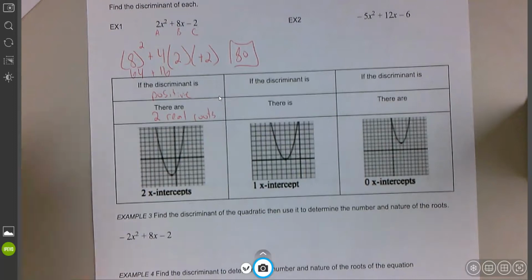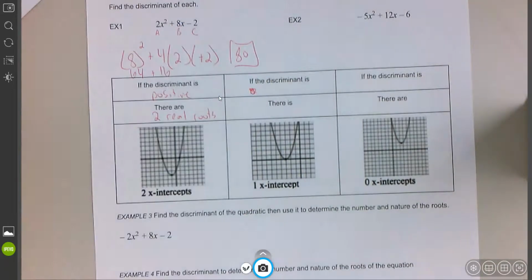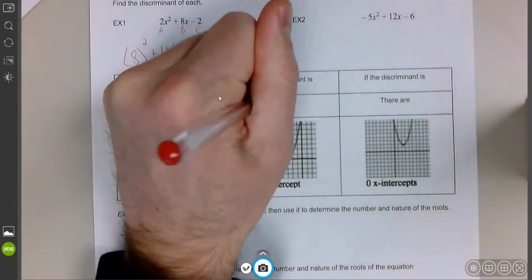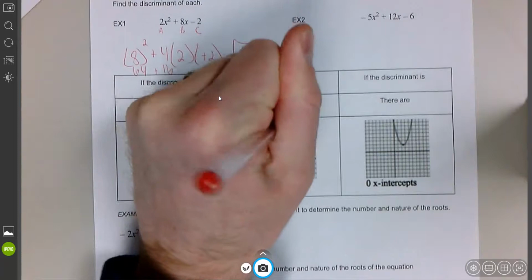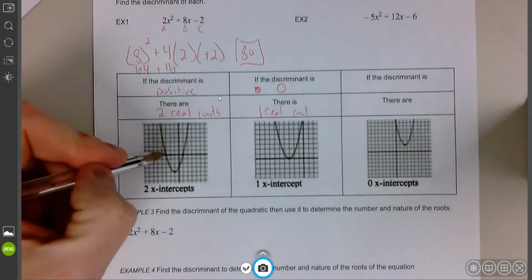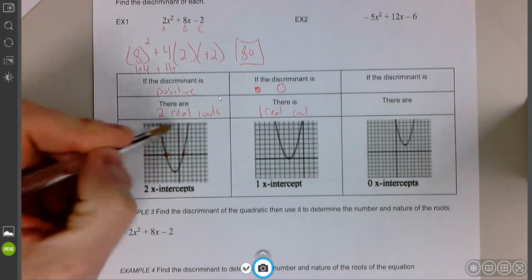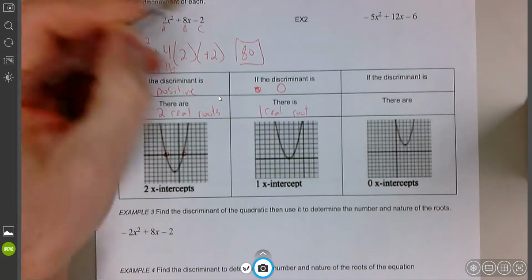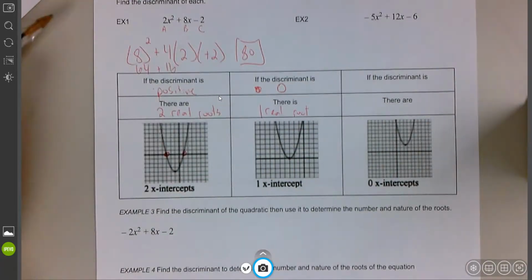If the discriminant is negative, I'm not going to put that there. If the discriminant is 0, there is exactly 1 real root. Okay, so we're writing this down on our notes. And remember, the roots are the same thing as x-intercepts. So there's 2 x-intercepts. For this problem, our discriminant, after we would do the math, would be some positive number, maybe 80, maybe something else.